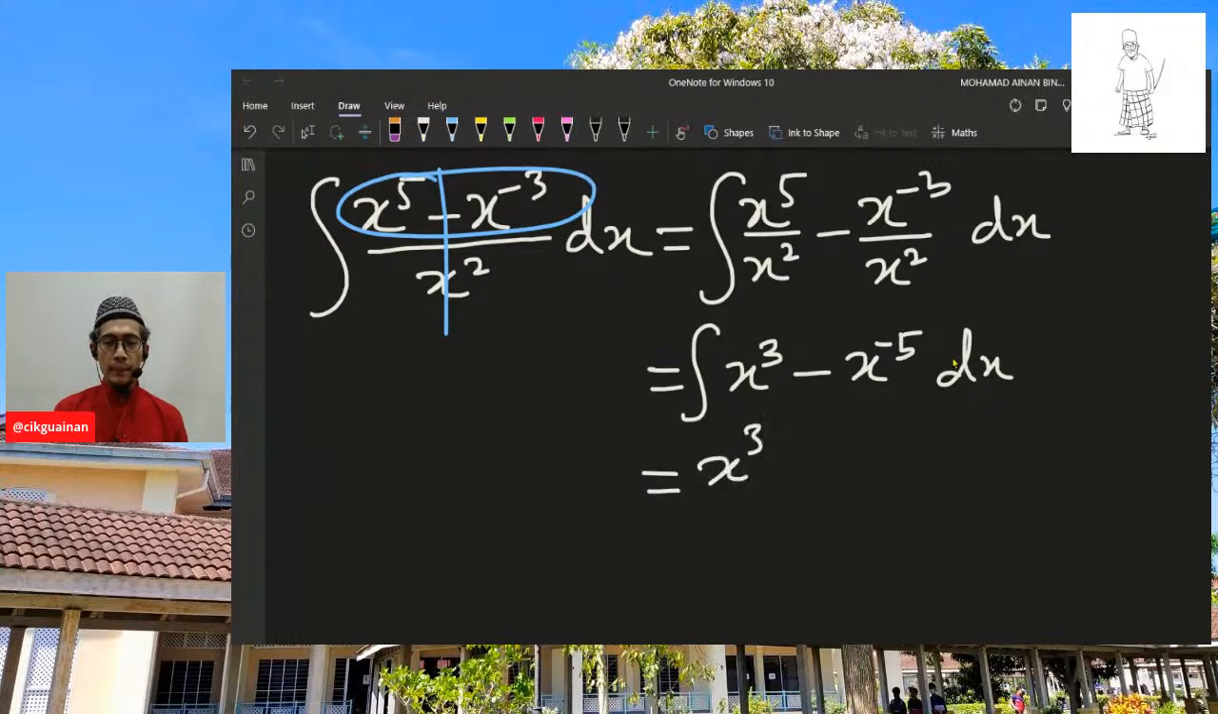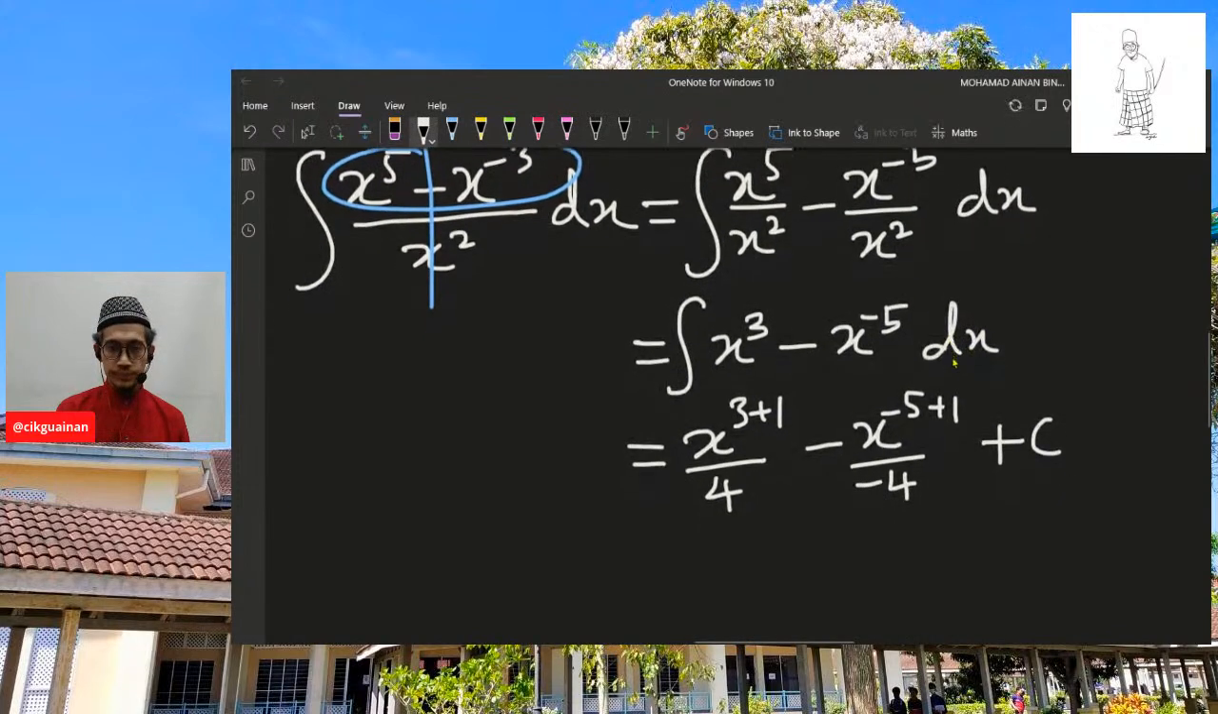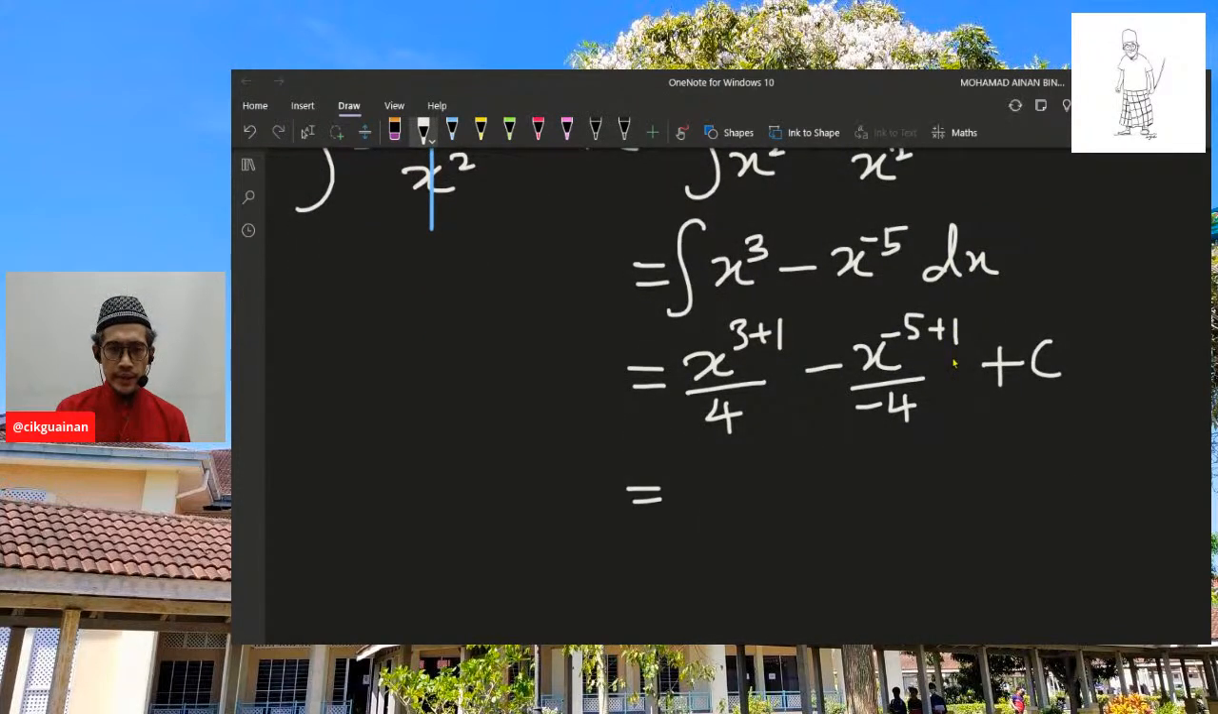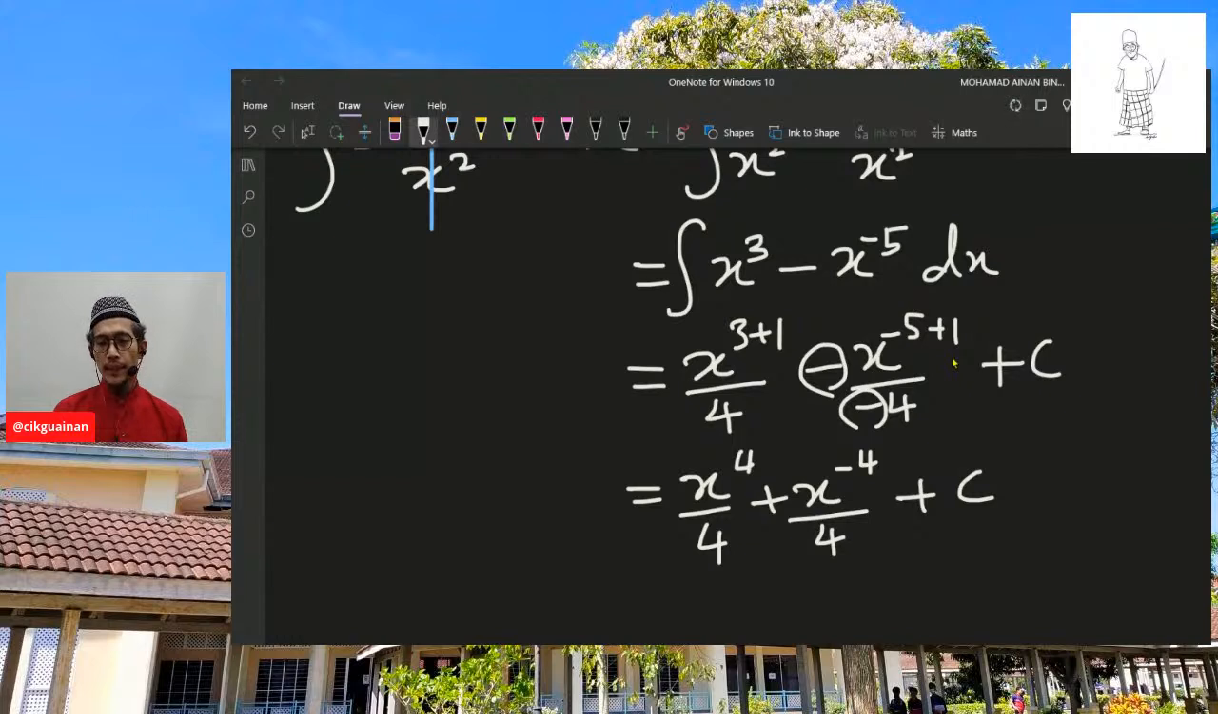So x, x cubed plus 1 over 4 minus x minus 5 plus 1 over minus 4, plus C. Okay, next. This one, x power 4 over 4, this one plus, this one minus and minus also, and then x minus 4 over 4, plus C. Don't forget plus C.